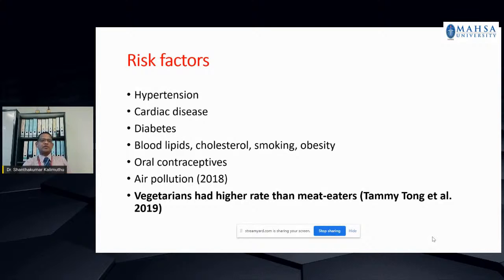What are the common risk factors for stroke? One is hypertension, cardiac disease, diabetes, blood lipid levels, cholesterol, smoking, obesity, oral contraceptives, and in the developed world, air pollution has also become a risk factor for ischemic stroke. Vegetarians have a 20% higher risk of getting hemorrhagic stroke when compared to meat eaters.